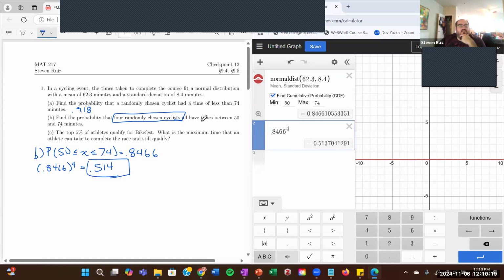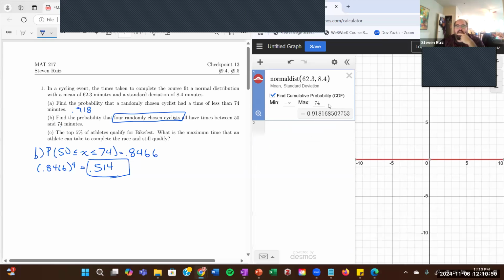C: the top 5% of athletes qualify for Bike Fest. What is the maximum time that an athlete can take to complete the race to still qualify? Maybe you'll find that I'm wrong on this, but I don't know that Desmos goes the opposite way. So I'm going to go ahead and hunt. I'm looking for the top 5% of athletes, so I'm not going to have a minimum time. If you just delete what's there, it goes to negative infinity by default, which is what I want. But I want to find a maximum time.